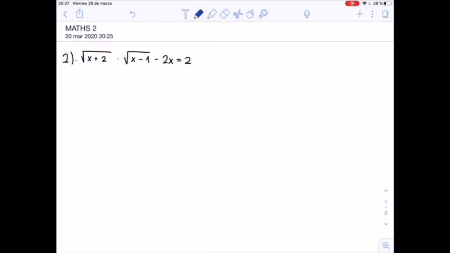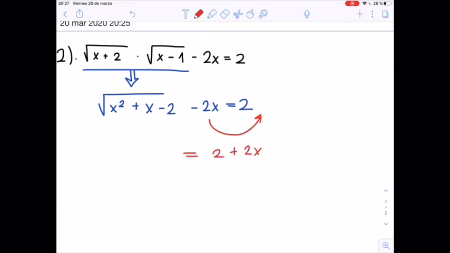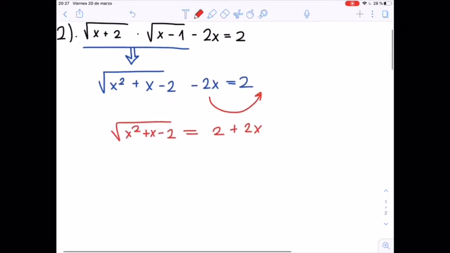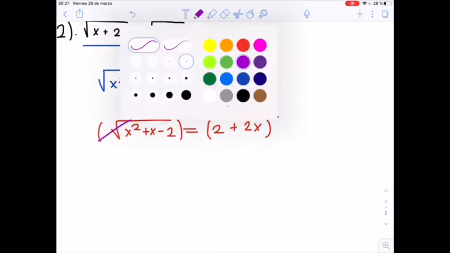Hello, I'm Martí Esteso, and now I am going to operate and find the solution of the second equation. The first step is to solve the operations that we can. So we multiply both square roots to summarize the equation. To be able to take out the square root, we pass the x to the other side. When we have it there, we square both sides of the equation, and after doing this, we erase the square root.